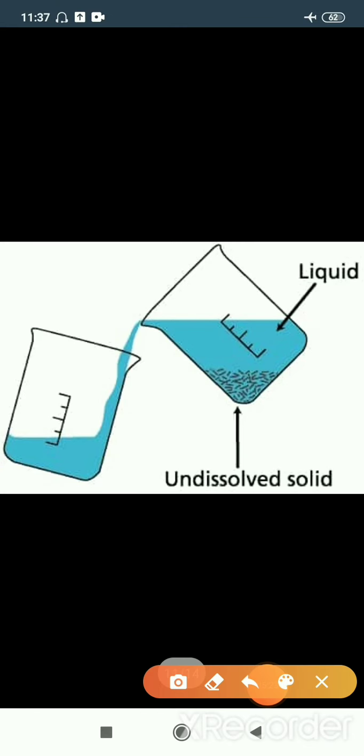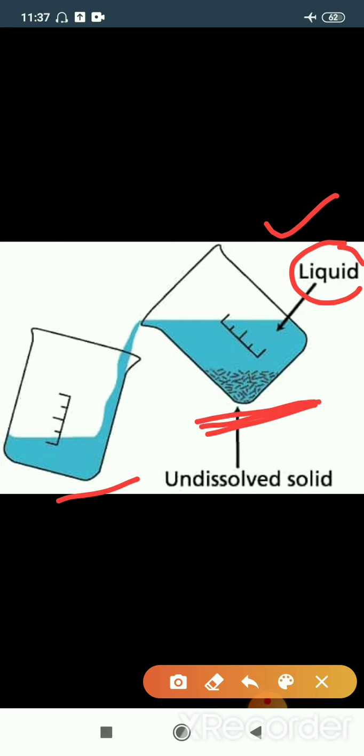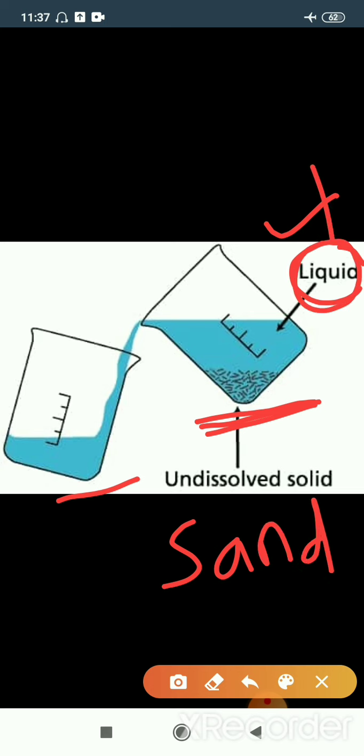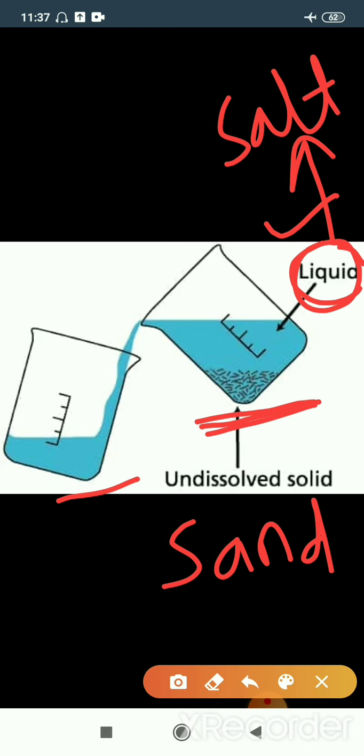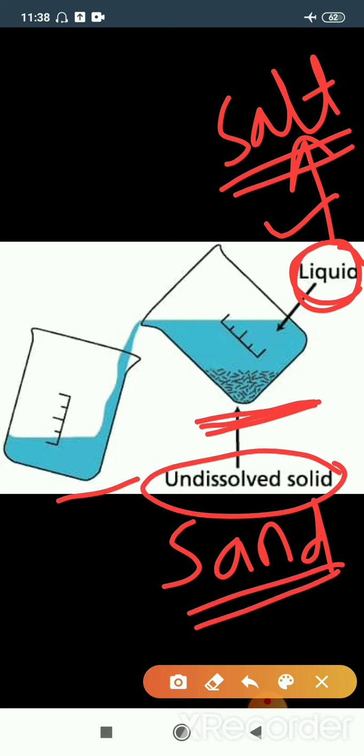You can see here I have taken two beakers. In this beaker you can observe liquid and some undissolved solid, that is sand. This liquid contains salt, that means this water is salty water. Now keep this salty water for a while. After that you can see the undissolved solid, that means this sand, will sink in the water.